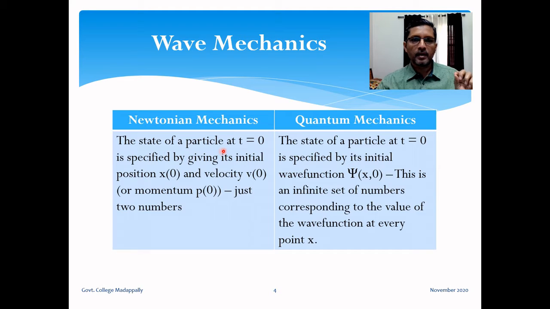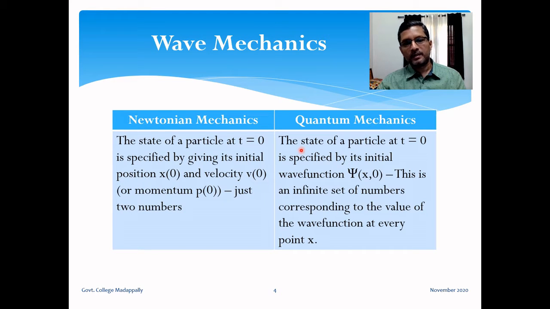The state of a particle at time 0, the initial time, is specified by giving its initial position x at time 0 and velocity v at time 0. Instead of velocity at 0, we can also specify momentum at 0, because momentum is mass times velocity. So these are just two numbers, initial position and initial velocity or initial momentum.